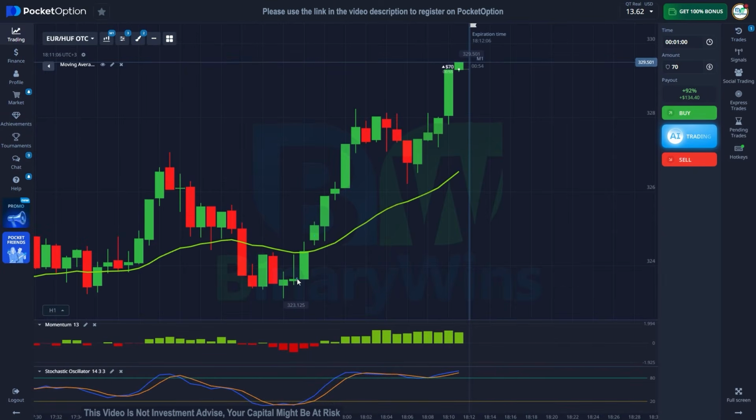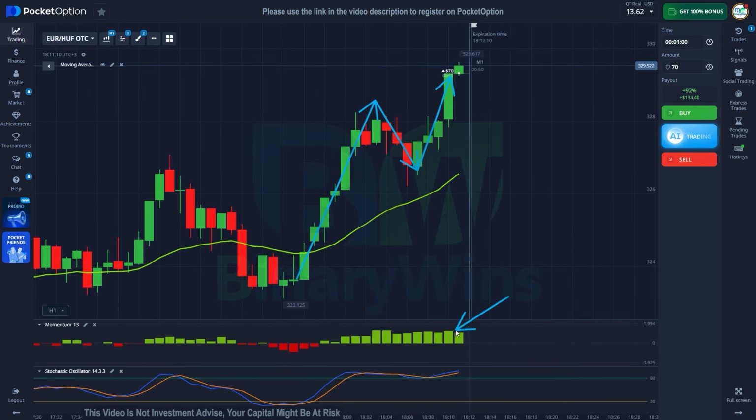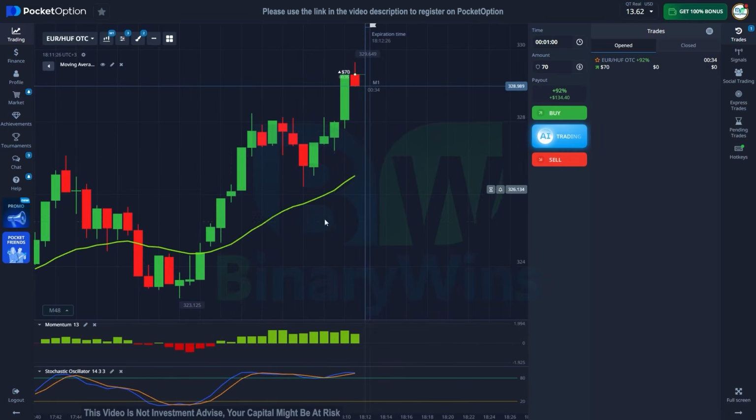As you can see, our trend is an uptrend. The histograms are above the zero line, and the stochastic is in the overbought zone. On the other hand, our candle is a power candle, and that's why I entered the higher trade.